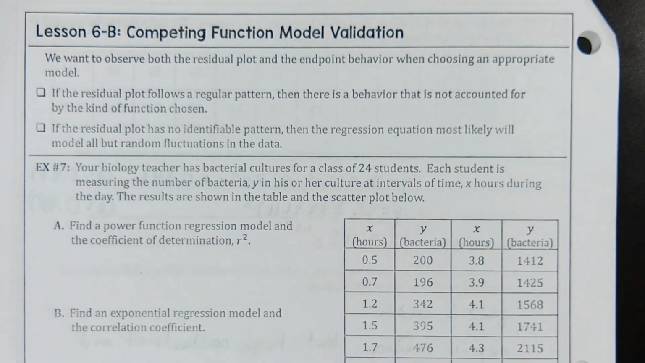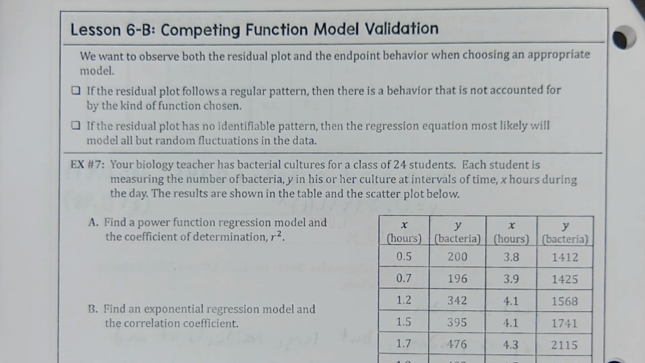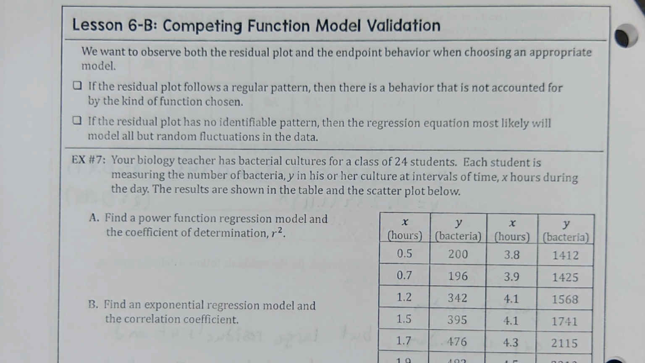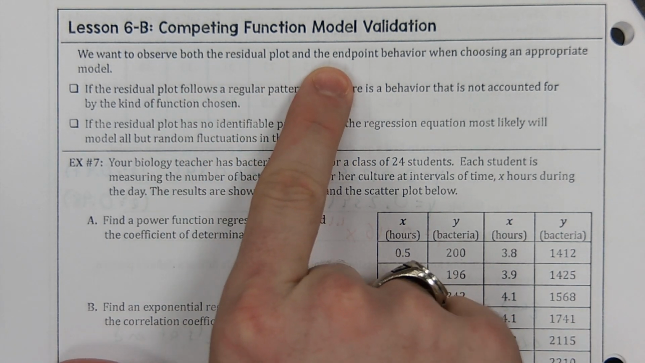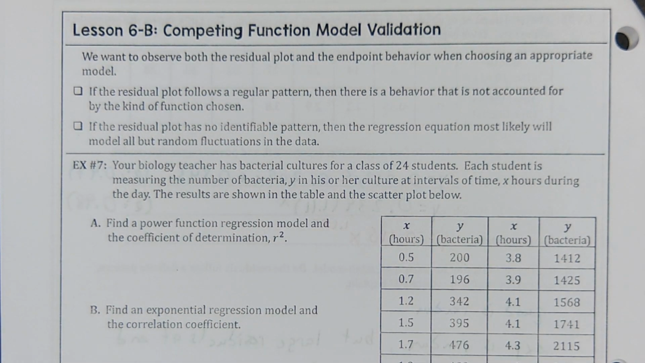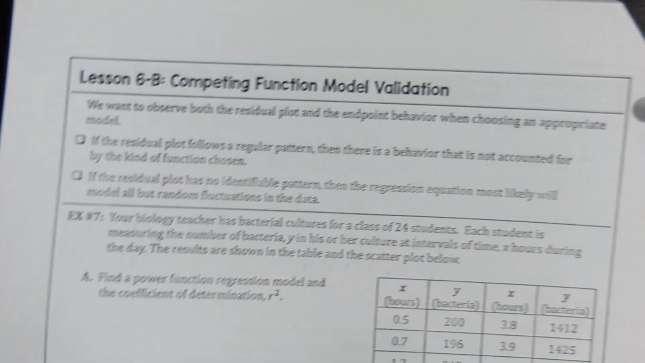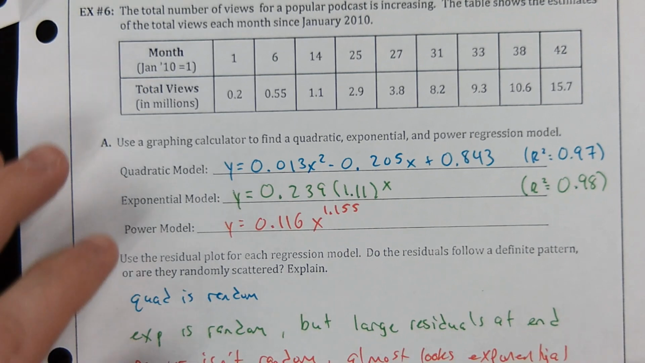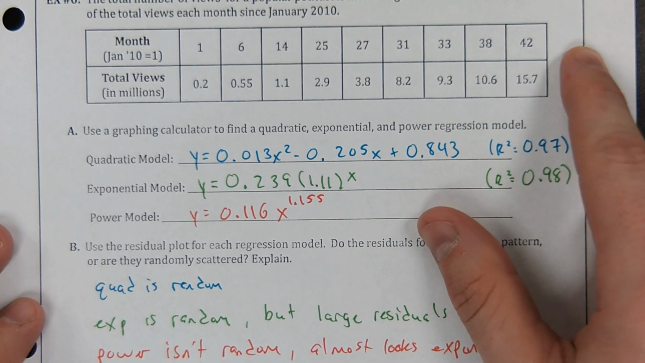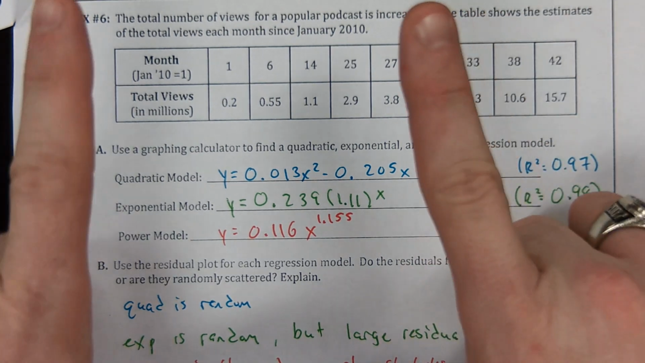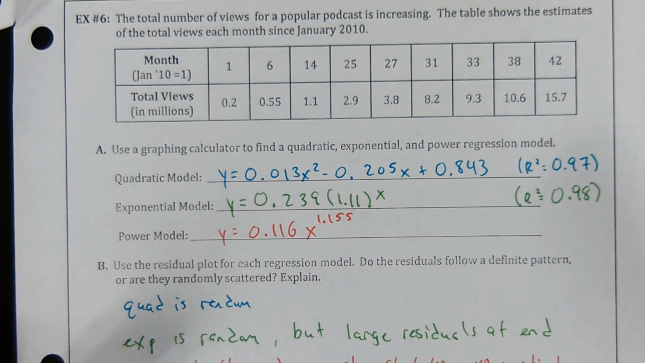So again, the second part of this lesson is really about determining, based on what we see, what's a good model and also, situationally, what's a good model. So we want to be able to look at both the residual plot and our endpoint behavior when we're choosing an appropriate model. For example, we thought that quadratic was the best fit for this. But we know that quadratics point up in both directions, right?